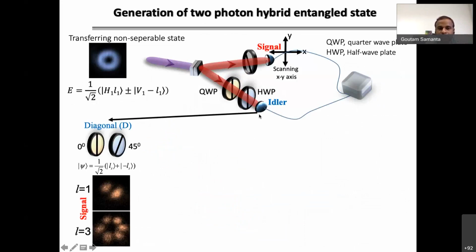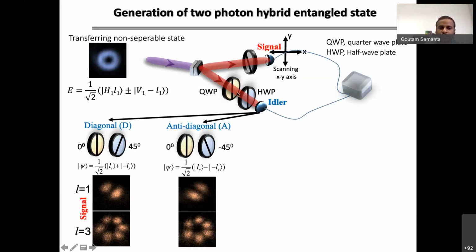So here basically we have a diagonal projection in this arm. Let's say here it's diagonal. We have adjusted this diagonal polarization for this photon, and then we do this raster scanning. For order 1, we see this kind of lobe, and for order 3 we get 6 lobes. Now, if we change this to anti-diagonal projection, then we will see that the lobe structure is changing. For order 3 also, this lobe structure is changing.